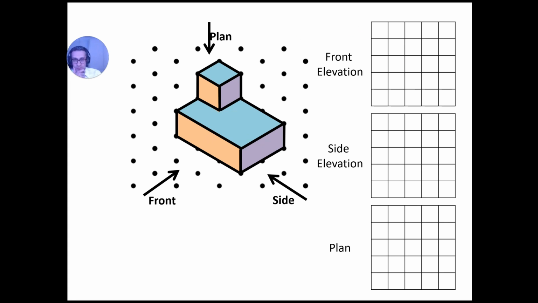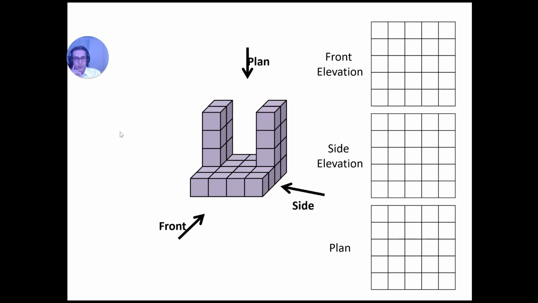Okay, so front elevation would look like this. Don't forget that this line here is important, separating. And then side elevation and plan view. Okay, another bonus question. Have a go with this. Front view, front elevation, side elevation, and plan view.